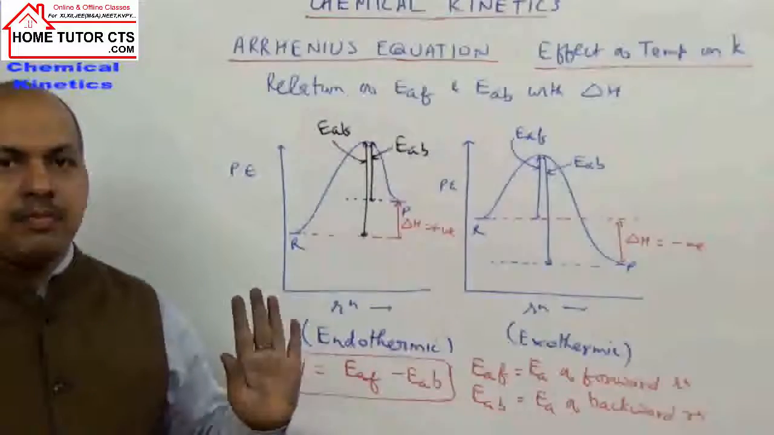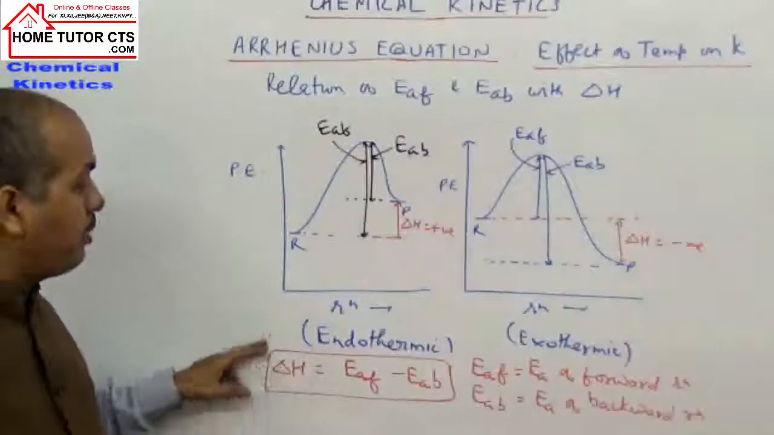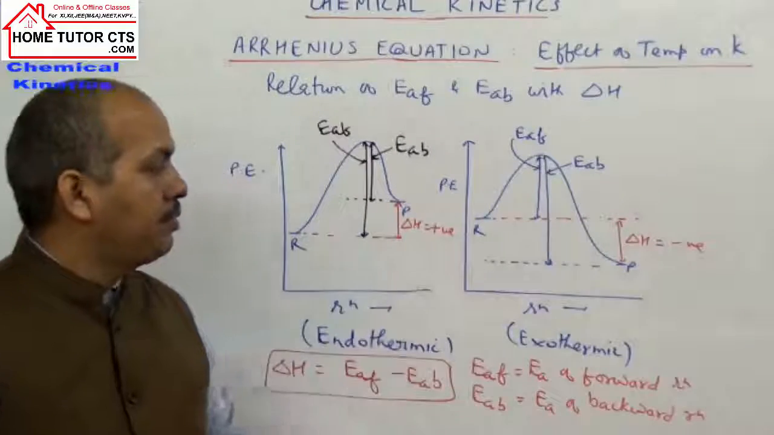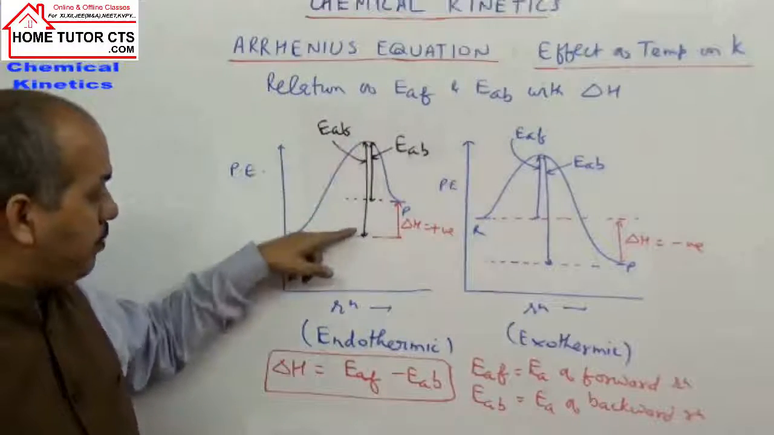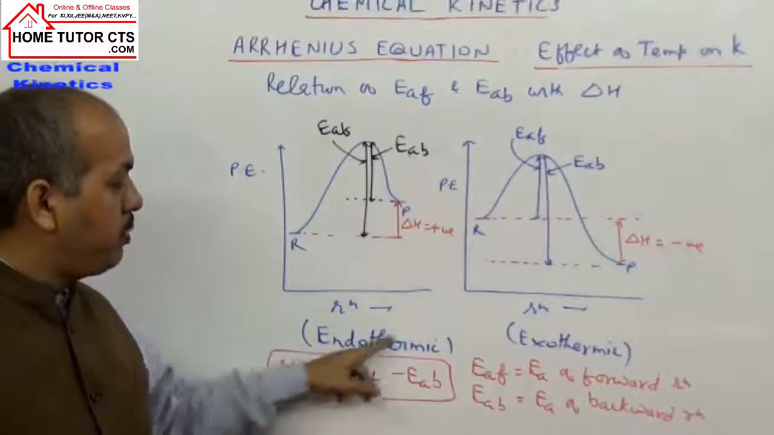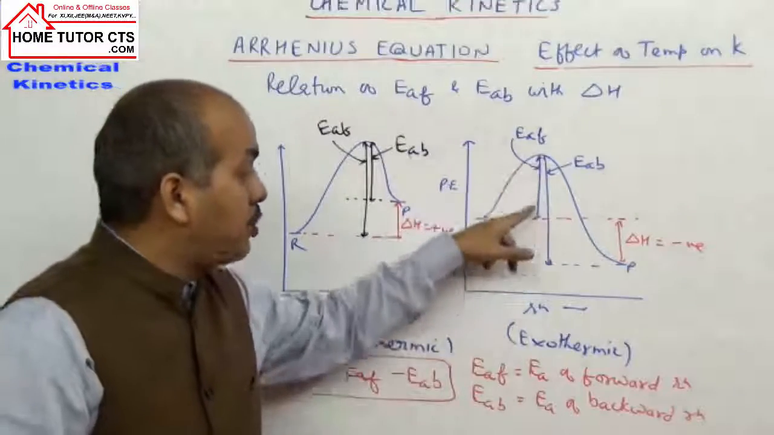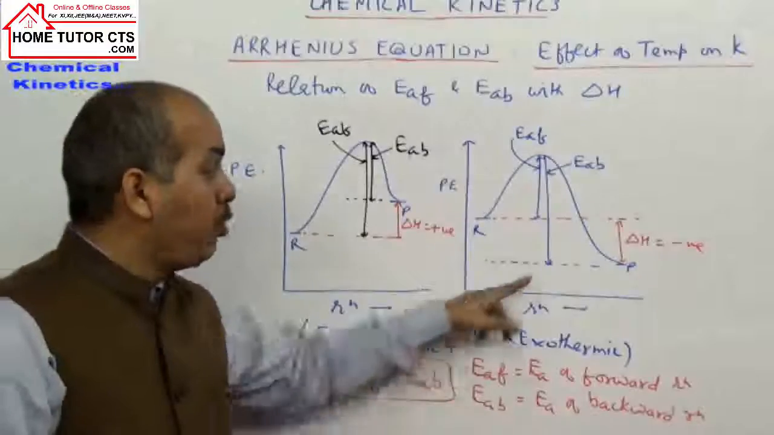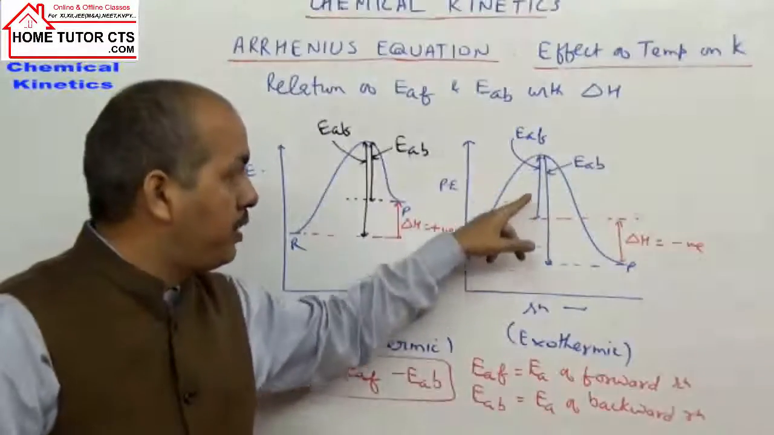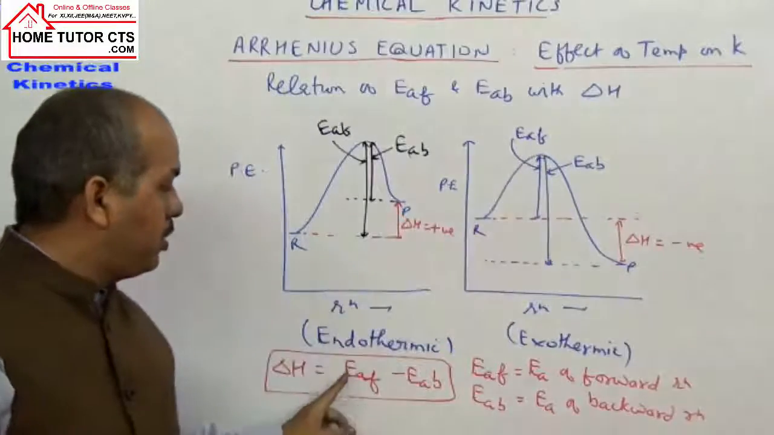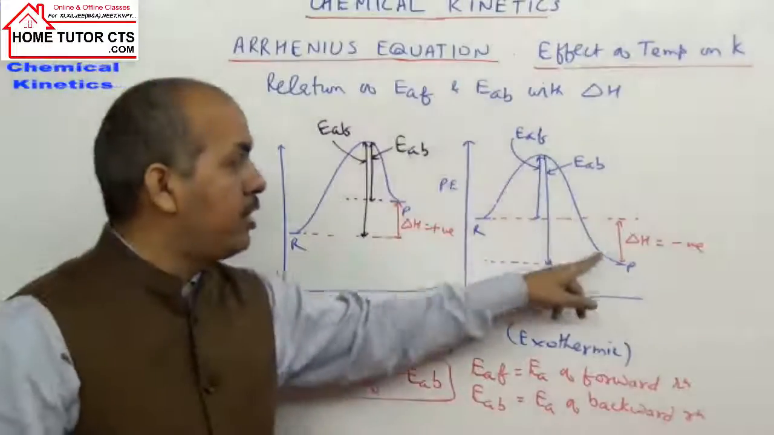The formula will be the same. If it is an endothermic reaction, delta H is positive. What is the meaning of positive? For an endothermic reaction, EAF is higher than EAB, so this value becomes positive. While for an exothermic reaction, EAF is lower and EAB is more in magnitude, but both are positive. So delta H of the reaction will be negative.